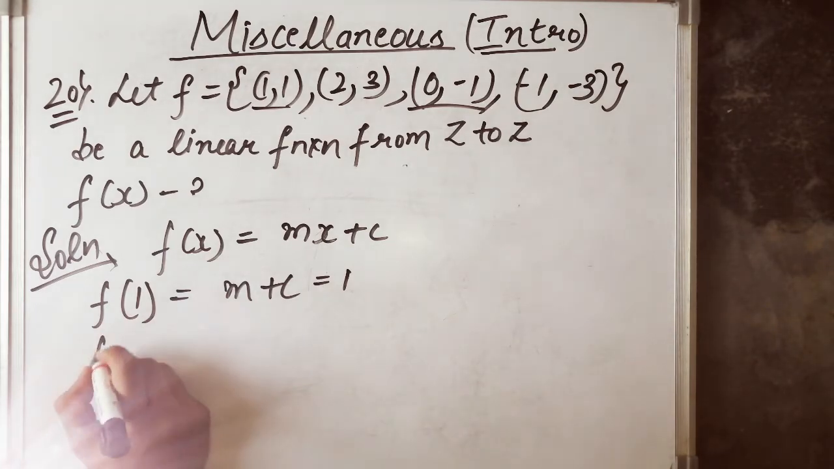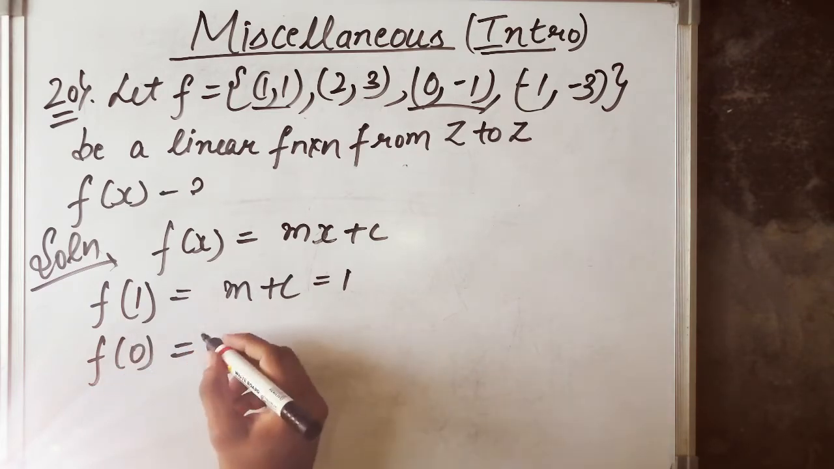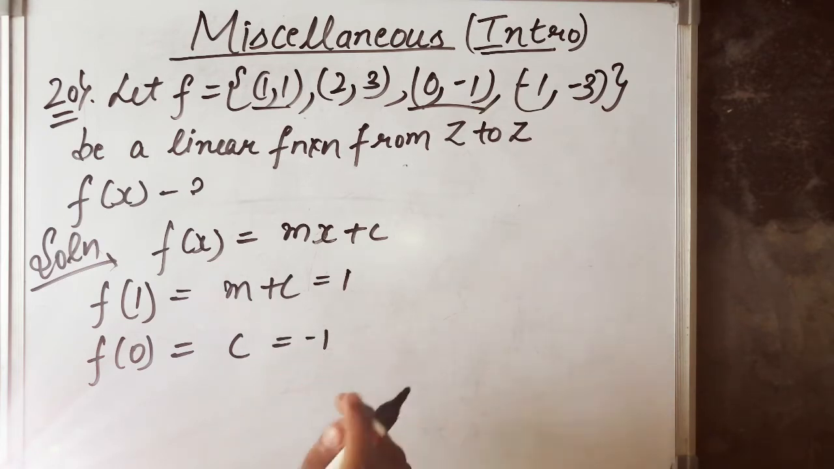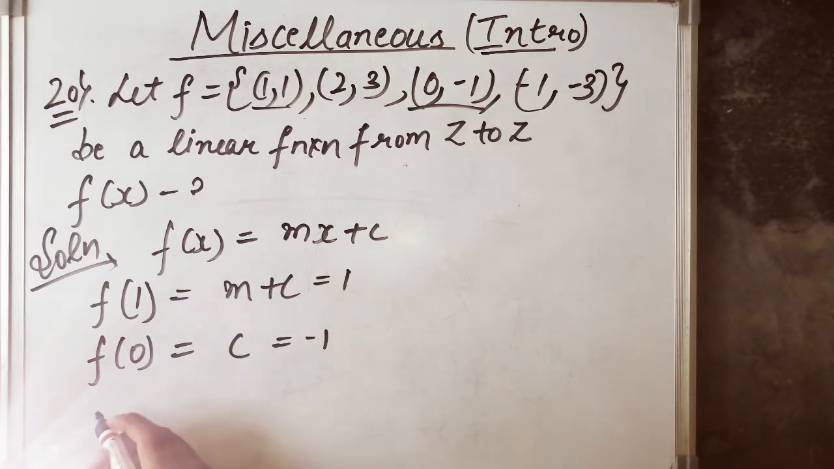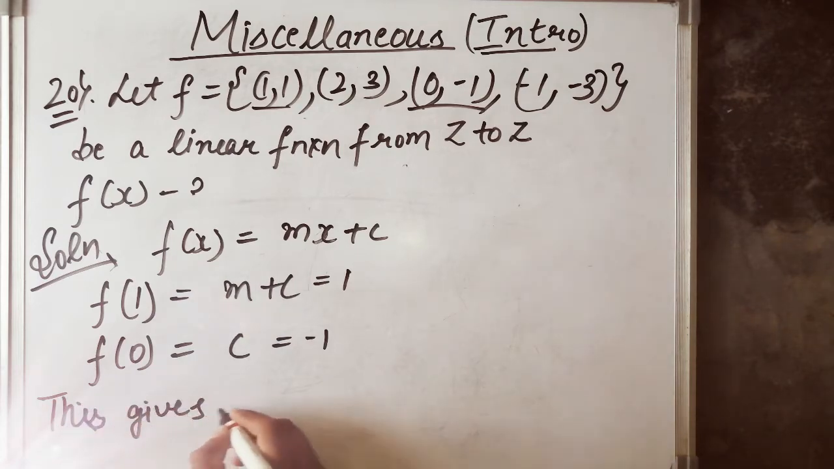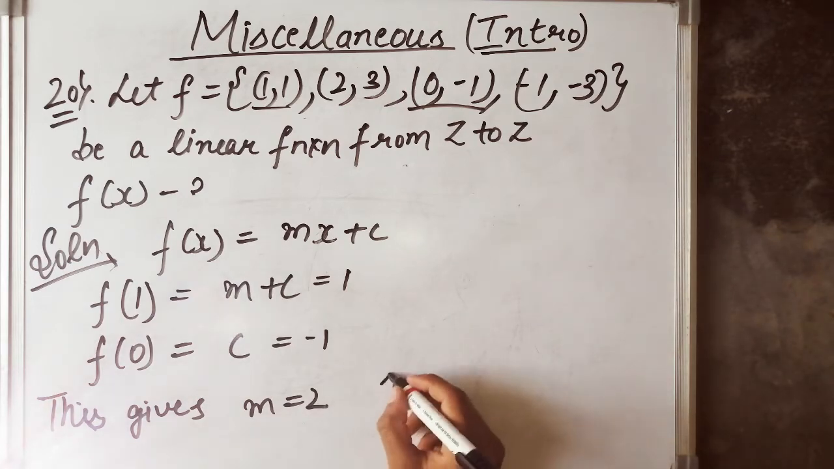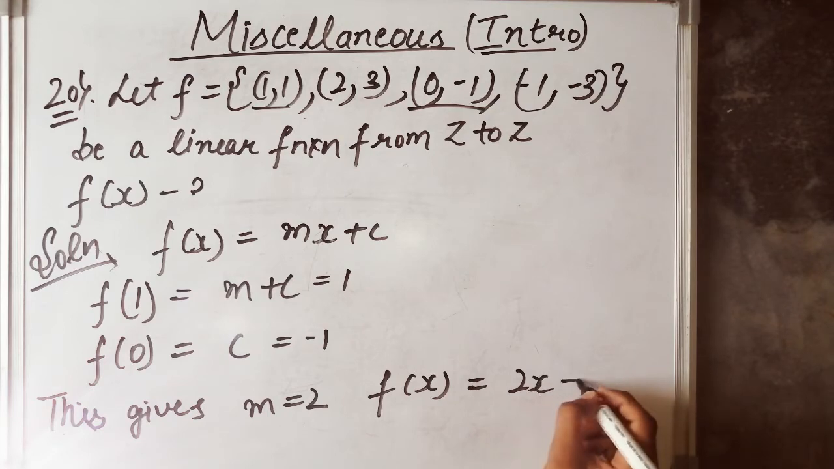And f(0) equals c, which gives us minus 1. How? Wait, let me write the solution, then I will tell you. This gives m equals 2 and f(x) equals 2x minus 1.